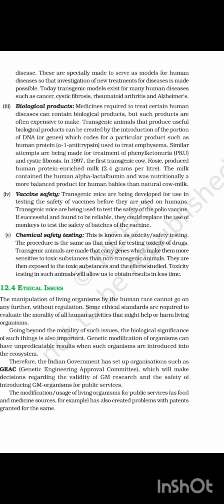Chemical safety testing. This is known as toxicity or safety testing. The procedure is the same as that used for testing toxicity of drugs. Transgenic animals are made that carry genes which make them more sensitive to toxic substances than non-transgenic animals. They are then exposed to the toxic substance and the effects studied. Toxicity testing in such animals will allow us to obtain results in less time.